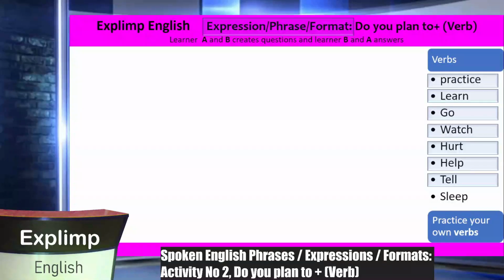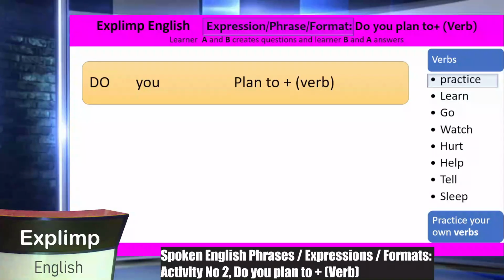I hope you are ready. So let's start our first phrase, our first question, and answer it. But first, what is the phrase? The phrase is, do you plan to plus verb. And what does it mean? It means that every person wants to do something, right? But before doing it, do we plan it or not? What is our strategy for this?